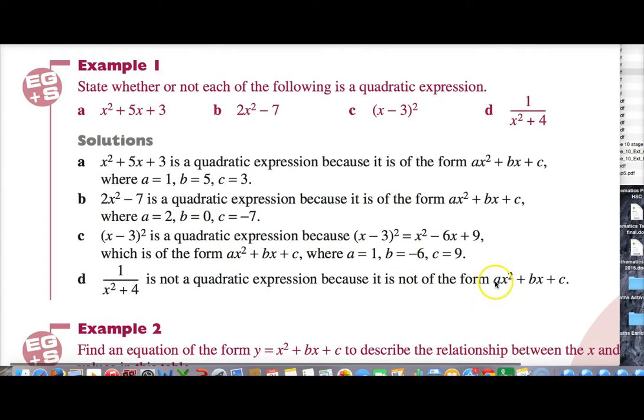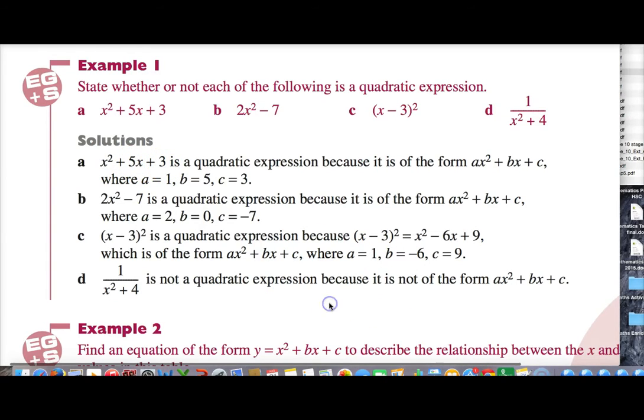We want it to be in the form ax squared plus bx plus c is 0, where a, b and c could be any numbers as long as a is not 0. Yes, b and c can be negative. Look at this one here. A is 1, b is -6, c is +9. Can you see that? In this one, a would be 2, b would be 0 because there's no x term, c would be -7. In the first one, a is 1, bx, so b is 5, c is +3.